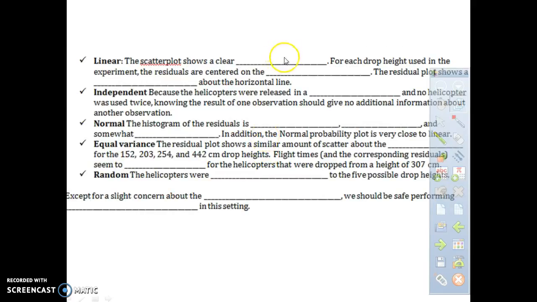Now, this is summarizing what we just saw. The scatter plot shows a clear linear form. And for each drop height used in the experiment, the residuals are centered on the residual equals 0 line. The residual plot shows random scatter about the horizontal line. Do this one first, guys. So again, just making sure we have a good linear relationship and that the model is the right model to be using. Independent, because the helicopters were released in a random order, we have taken care of the independence condition.